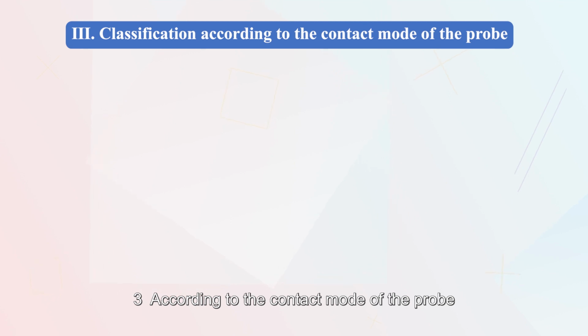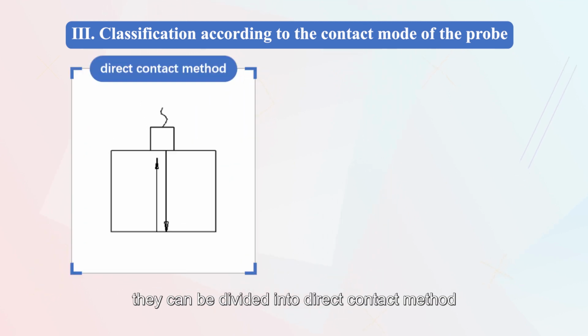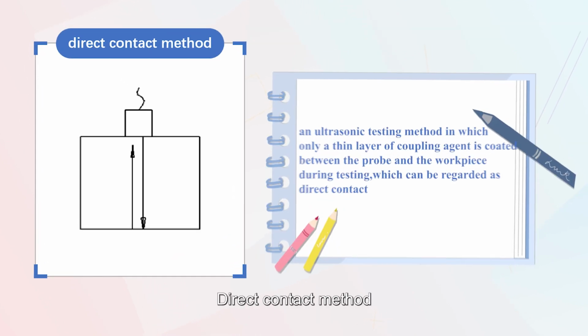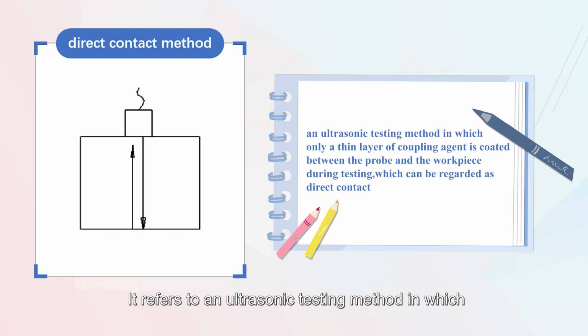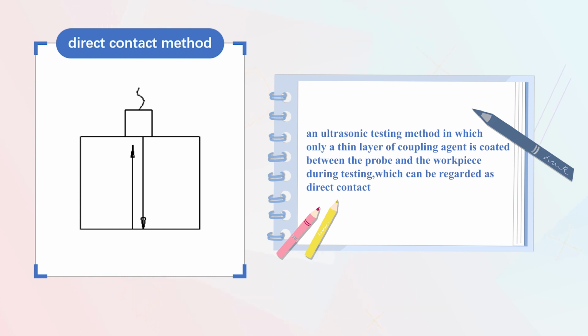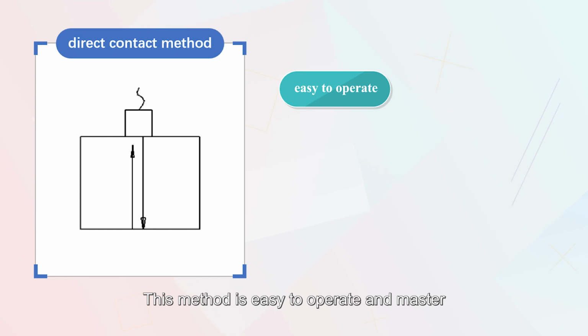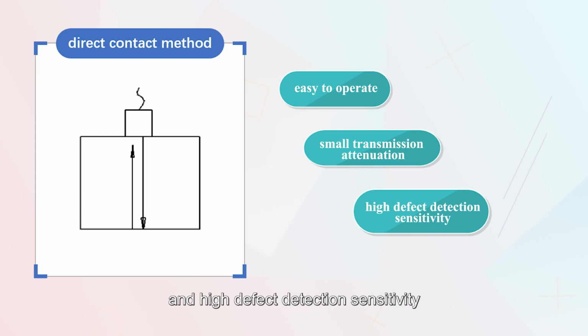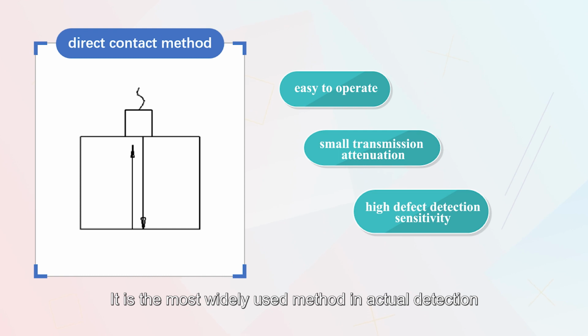According to the contact mode of the probe, they can be divided into the direct contact method and the liquid immersion method. Direct contact method. It refers to an ultrasonic testing method in which only a thin layer of coupling agent is coated between the probe and the workpiece during the testing, which can be regarded as direct contact. This method is easy to operate and master, has small transmission attenuation and high detection sensitivity. It is the most widely used method in actual detection.